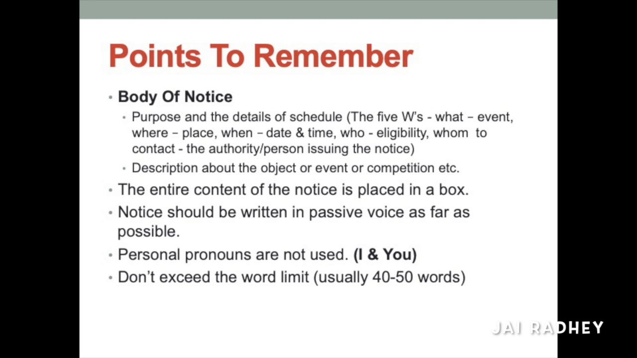Points to remember, things we should keep in mind while writing a notice. First of all, let us discuss what we write in the body of the notice. First thing is the purpose and the details of the schedule. Children must remember the 5 W's. What means event. Where means place, where it is going to take place. When, date and time. Who, eligibility, who is eligible to participate in it. Whom to contact means the authority or the person issuing the notice if you have any queries. Then description about the object or event or competition, etc.